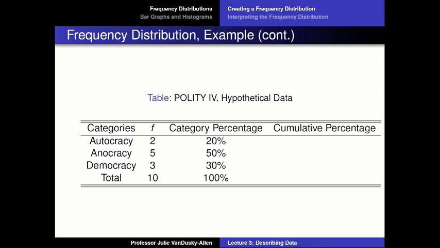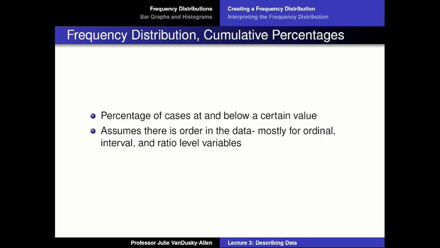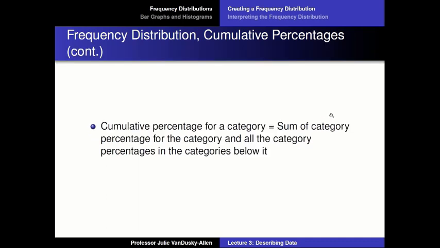The last column we add to the frequency distribution is the cumulative percentage. The cumulative percentage tells us the percentage of observations at and below a given value. Note that this assumes that there is order in the data. So this is mostly for ordinal, interval, and ratio level variables. So the cumulative percentage for a category is the sum of the category percentage for that category and all the category percentages in the categories below it.